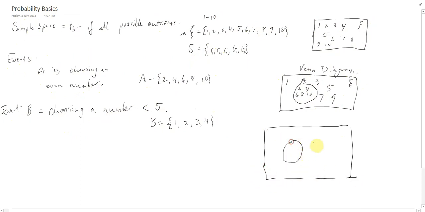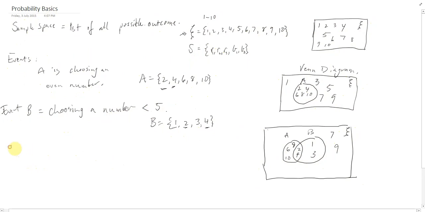So I've now got 2 events, event A and event B. And in this middle bit is where both things happen. So you notice that the 2 and the 4 are in both events. They're even and smaller than 5, so they better go here. 2, 4. 1 and 3 are only in B, and 6, 8, 10 are only in A, and the ones that aren't in either of those are 7 and 9. They're in our sample space, but in neither of our events A and B. So there we go. There's how you write a few things down.